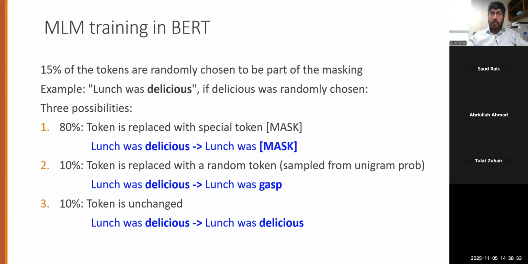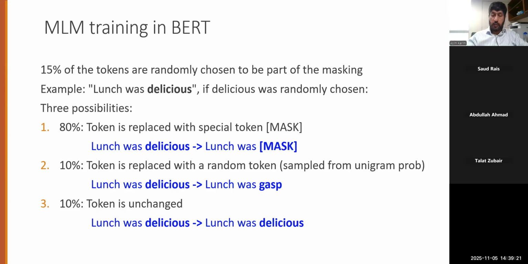So if you have this sentence, so let's say 15% हमने चूज करना, तो let's say delicious was chosen. So the three possibilities as I said, 80% of the time हम delicious को mask से रिप्लेस कर देंगे, the special token mask. So lunch was delicious को lunch was mask, एक टोकन मास्क कर देंगे हम. So in other words आपका जो इनपुट जाएगा BERT को for training में, उसमें ये जाएगा lunch was mask, not lunch was delicious. Of course, this is the case when you replace it with mask.